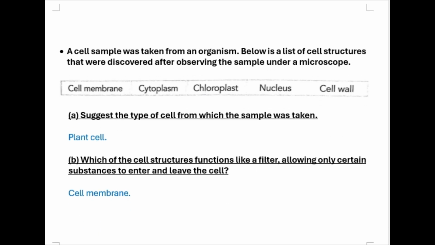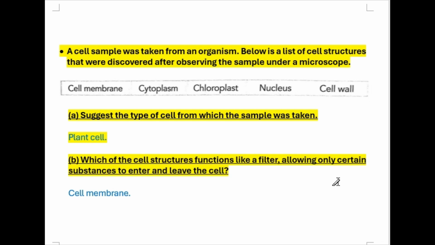A cell sample was taken from an organism. Below is a list of cell structures that were discovered after observing the sample under a microscope. Suggest the type of cell from which the sample was taken. Plant cell. B. Which of the cell structures functions like a filter, allowing only certain substances to enter and leave the cell? Cell membrane.